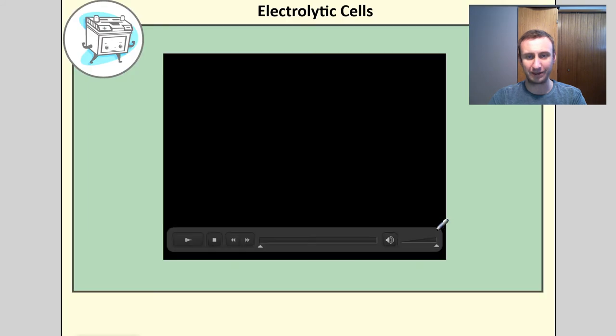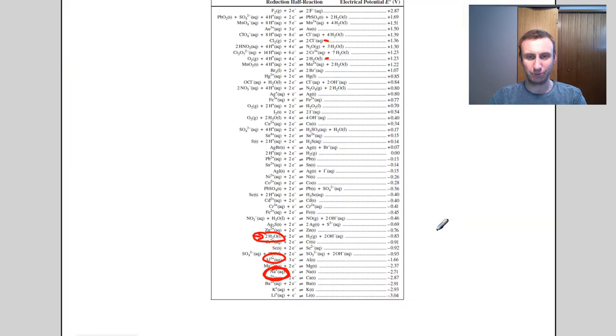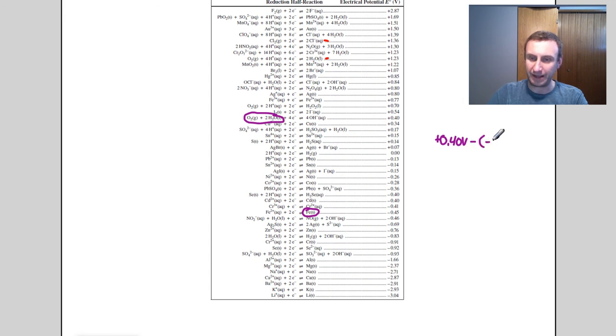So if I go back to a redox table, whoa, I've got to go way back here. I have one right here that I can use. So what I have is iron, which is right here. And then I have my oxygen and water to make 4 hydroxide. This is my SOA typically that I'm dealing with. So I have positive 0.40 volts minus negative 0.45 volts. So I get a voltage of positive 0.85 volts.